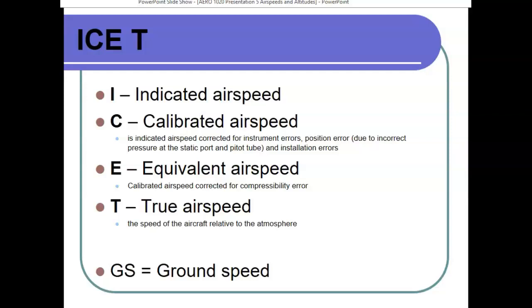We also have ground speed. Ground speed is not an airspeed, but the ground speed is the speed at which we're moving over the ground, which can be different from our true airspeed based on the wind.